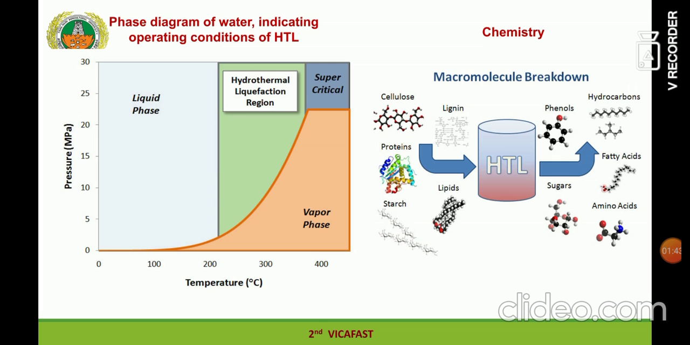So, phase diagram. What happens in hydrothermal liquefaction process? It happens near the critical point, where the liquid is converted into vapor stage. In that case, what happens? All these cellulose, protein, lipids, lignin content of starch of plant biomaterials or any wet waste is converted into phenols, sugars, amino acids, fatty acids, and hydrocarbons under low temperature and high pressure. That is, high pressure is not more than 20 megapascal, it is less than 20 megapascal at the temperature of 280 degree centigrade.